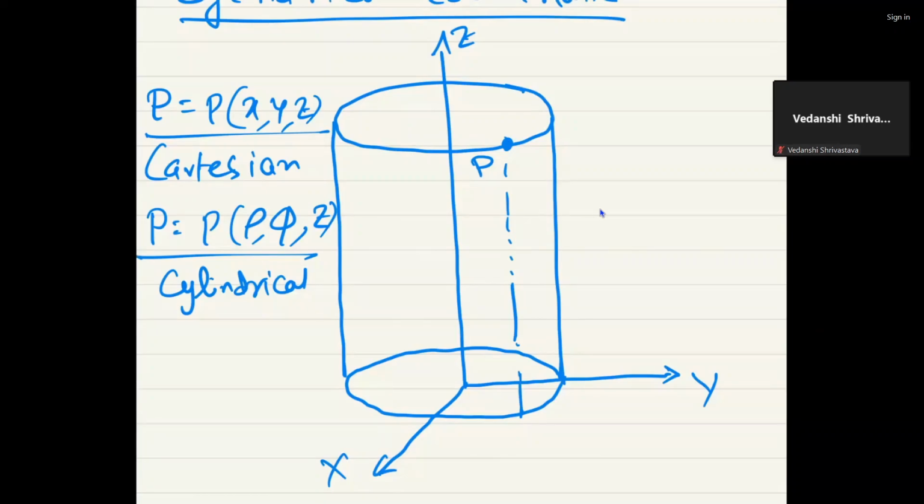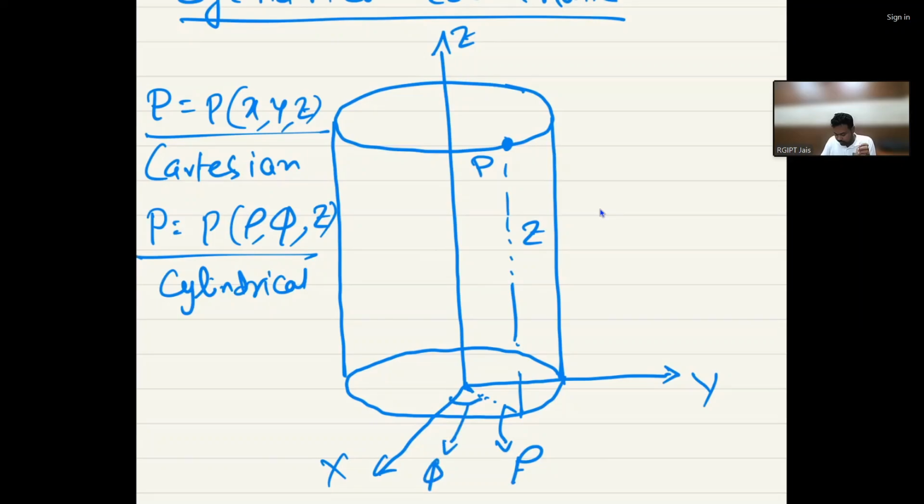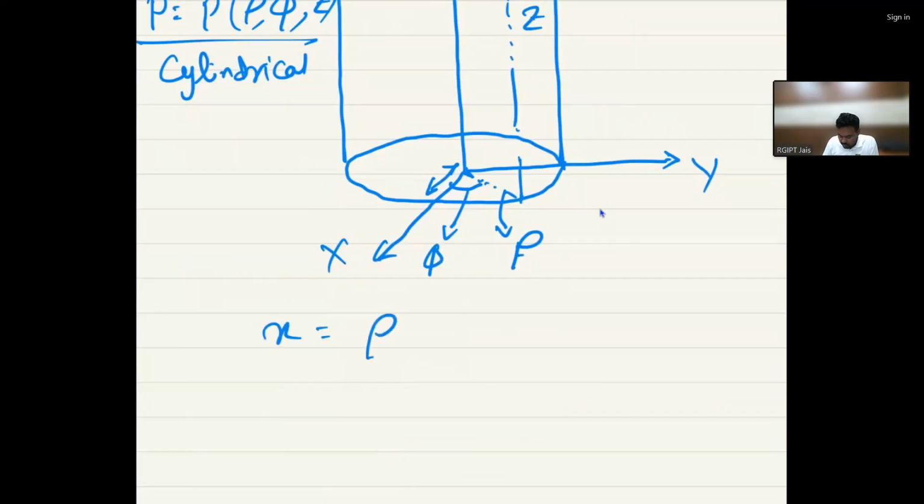So this vertical distance is z, and rho is the distance of this point P from the z axis. This distance is rho, and this angle is phi. So this is rho, phi, z, and what are the conversions? This distance is x. So what is x? X will be rho cos phi. Okay, let's write on the next page. So x will be rho cos phi, y equal to rho sin phi, and z is basically z.